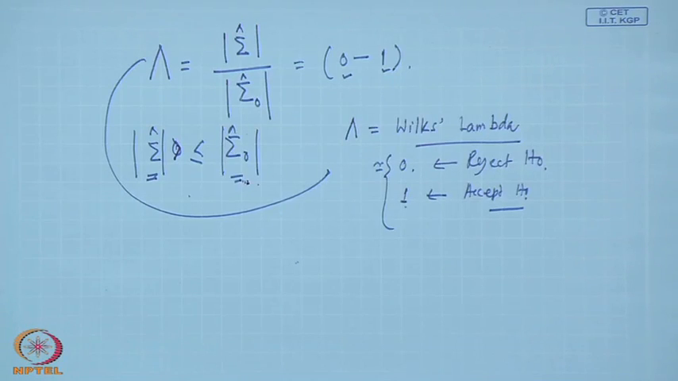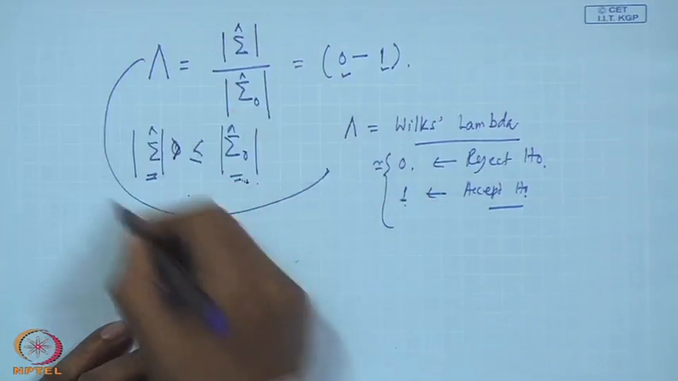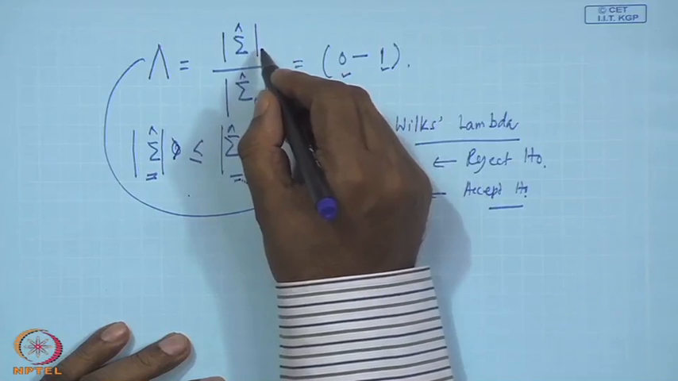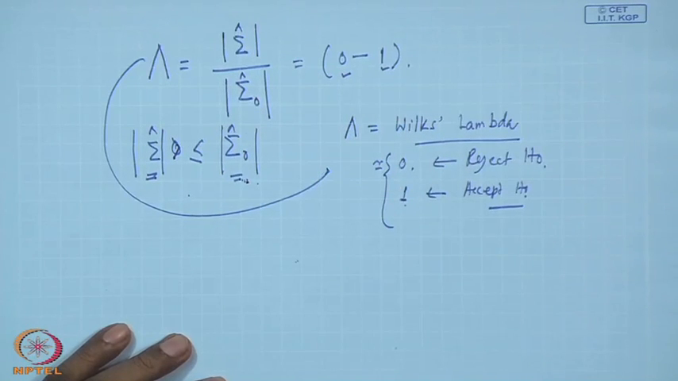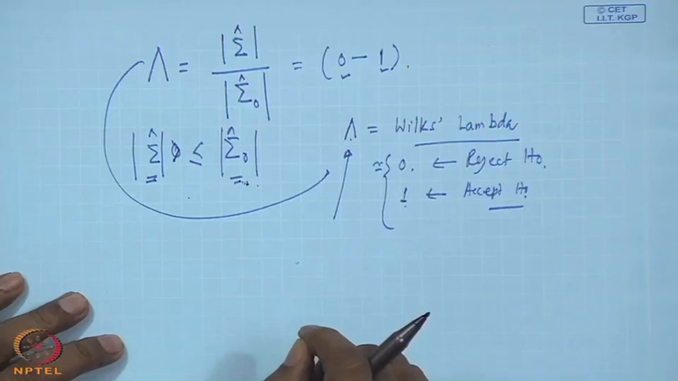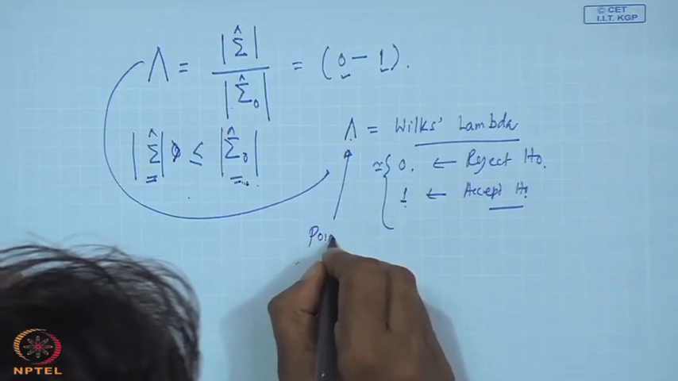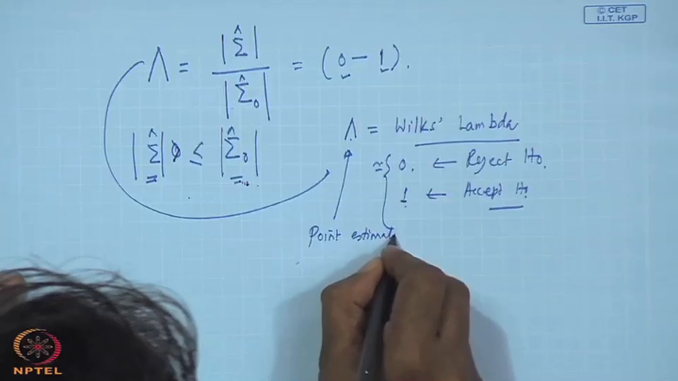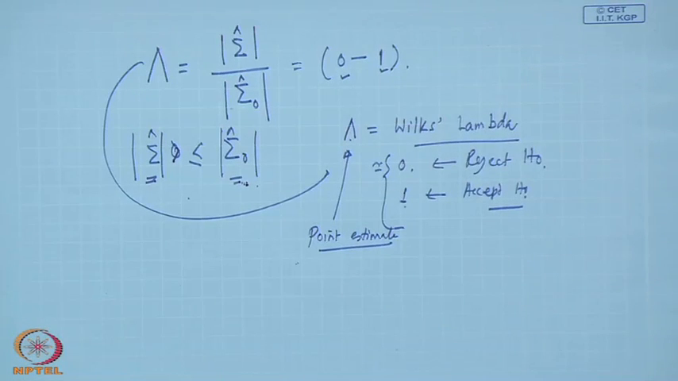Getting me? Fine, but where does the problem lie? The problem lies in this lambda, the way you are making it, these are all generalized variances. When you take the determinant of a variance covariance matrix, these are generalized variances, and this lambda is a point estimate. Getting me? Point estimate. What is the guarantee that this point estimate is giving you exactly what you want? There is uncertainty. So, we require to know the interval estimates.